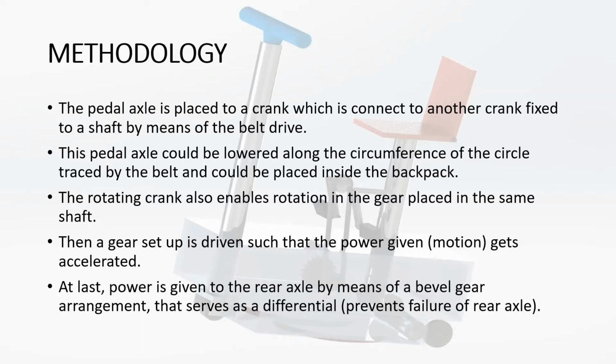The rotating crank also enables a rotation in the gear placed on the same shaft. Then a gear setup is driven such that the power given is accelerated at the output. This is done by increasing the number of teeth at the input and decreasing the number of teeth in the gear at the output. At last, the power is given to the rear axle by means of a bevel gear arrangement, which consists of three perpendicular bevel gears. This serves as a differential which prevents the failure of the rear axle when taking a turn.